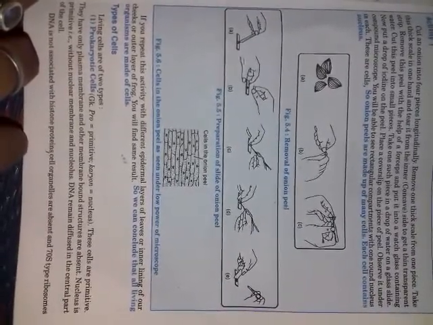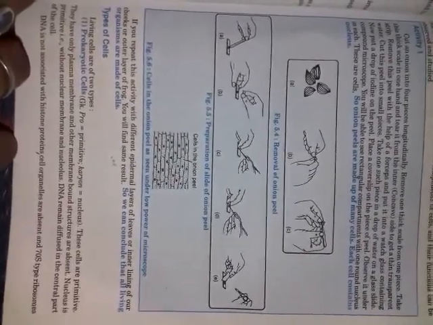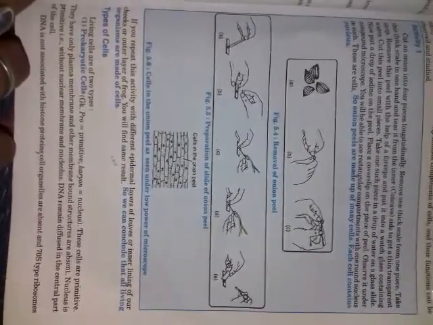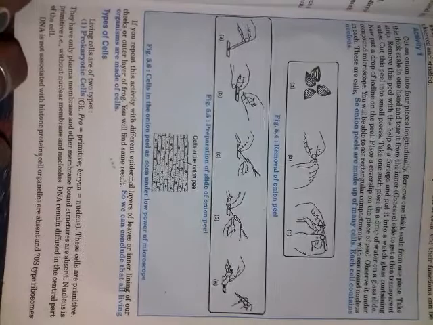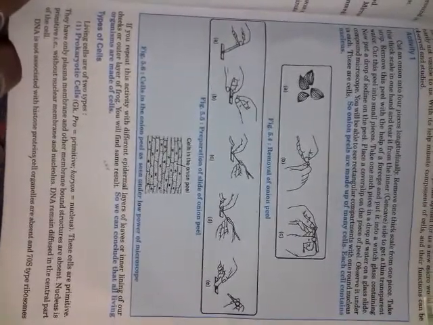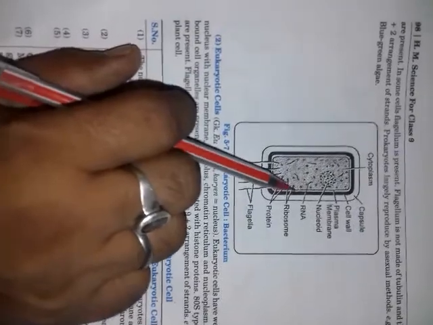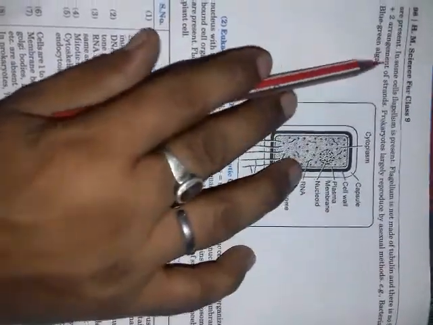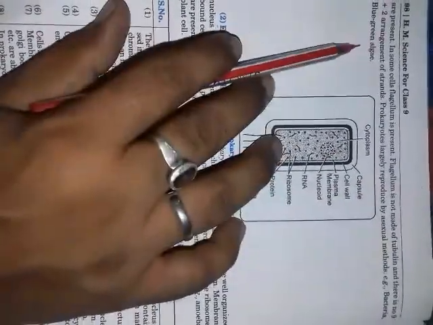They have only a plasma membrane, and membrane-bounded structures are absent. The nucleus is primitive, without a nuclear membrane, and the DNA remains diffuse in the center of the cell. DNA is not associated with histone protein, organelles are absent, and 70S type ribosome is present. This is the primitive cell of bacteria or blue-green algae. In some cells, flagellum is present, it is not made of tubulin protein, and there is no 9+2 arrangement of strands. Prokaryotes largely reproduce by the asexual method.